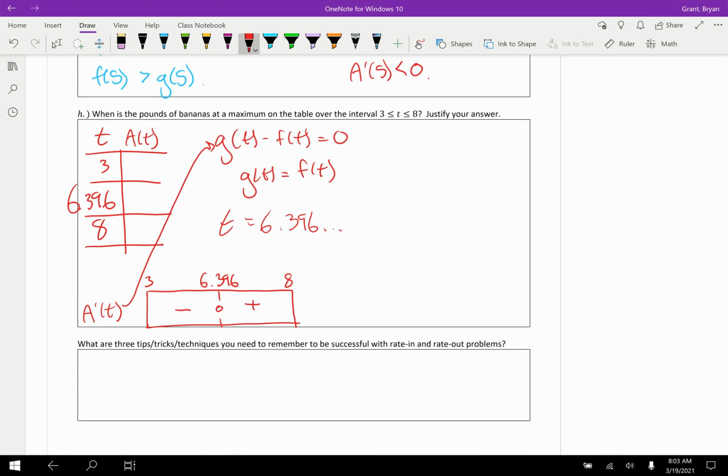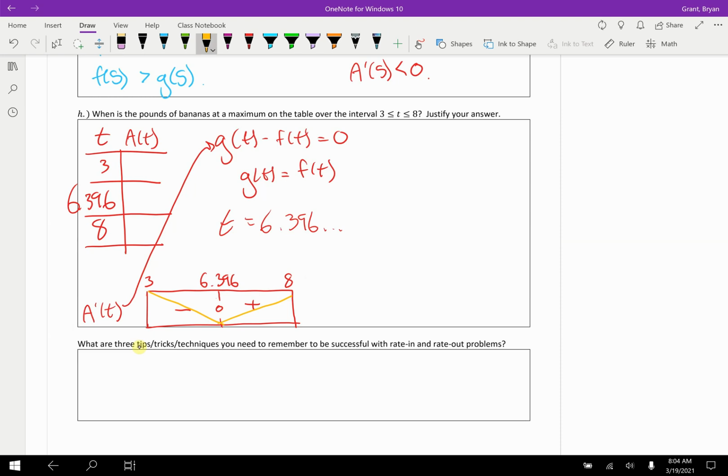And if we fill in our sign chart here, I think we're going to actually be in a bit of trouble, which is unfortunate. So we decrease and then increase. So by looking at the sign chart, they're asking for when is the pounds of bananas at a maximum. Unfortunately, it looks like we are backwards here. I was hoping that this would be a max. This is a min. So if they asked when is the pounds of bananas at a minimum, we would have been golden. We could have said because 6.396 is a relative min and it's the only critical point, it's an absolute min. However, now I'm not sure if the pounds of bananas is at a max at 3 or 8.